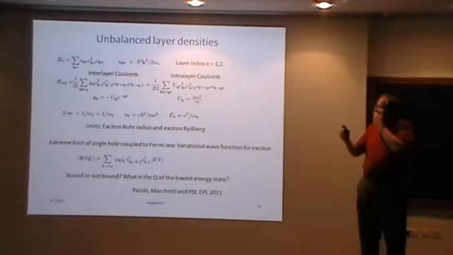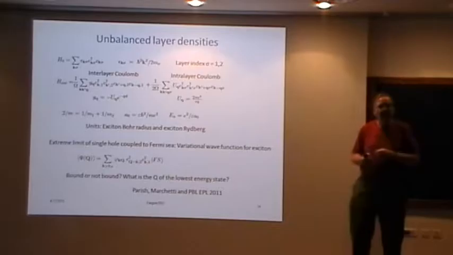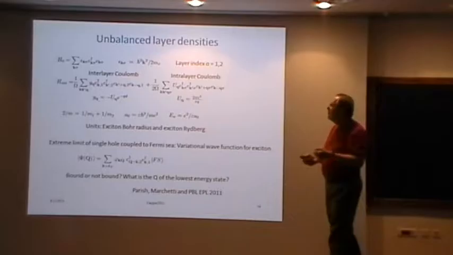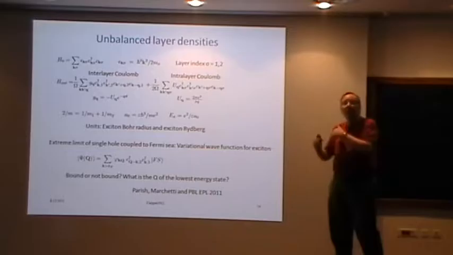Now, rather than considering a system which is actually relatively complicated with both electrons and holes, it's worth thinking about what happens if you took a system of all spin 1 particles and then added two more, one in one layer and one in the other. So this is a situation where I've got a Fermi sea of one species, and then I add on top of that one more particle-hole pair.